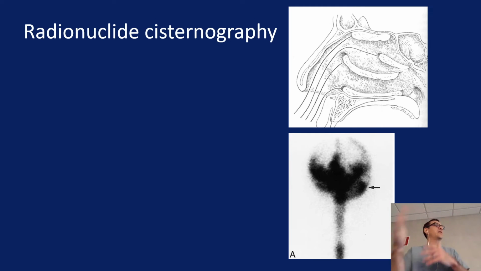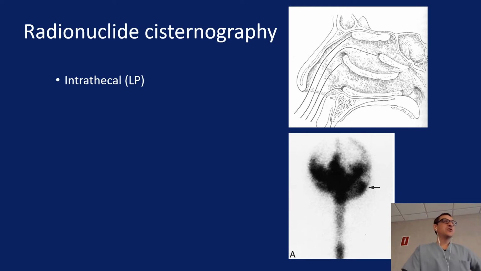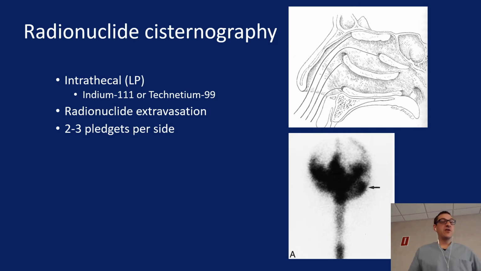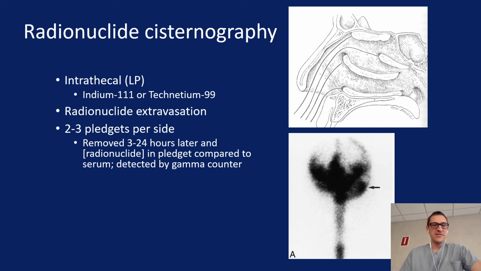The bottom line is they were placing pledgets, IR ran the study. And I was seeing nosebleeds from it. I was seeing a number of complications from it. A septal perforation once, okay? Yes, it's intrathecally injected through a lumbar puncture. It's either indium 111 or technetium-99, and we're looking for radionuclide extravasation. 2 to 3 pledgets is what I've seen in a few papers. This picture is very elaborate. It shows 4. Good luck to a junior resident getting 4 pledgets in those spots.